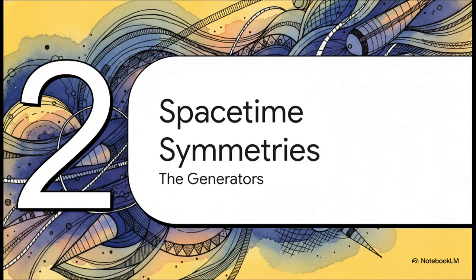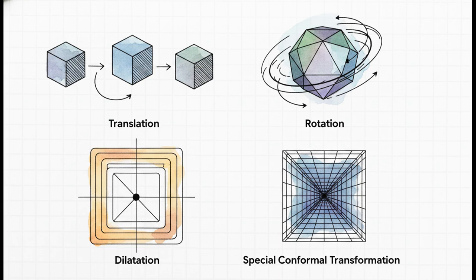Moving right along, Section 2, the symmetries of spacetime. Now, if we're working in a spacetime with more than two dimensions, like say our very own four-dimensional universe, the rules of conformal transformations are strictly governed by just four specific generators. You're definitely already familiar with the first two. We have translations, which is just moving from one point to another, and rotations, spinning around an axis. Pretty standard. The third is dilatation, which is simply scaling things up or down uniformly.